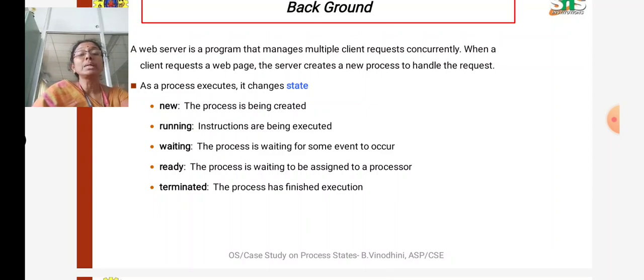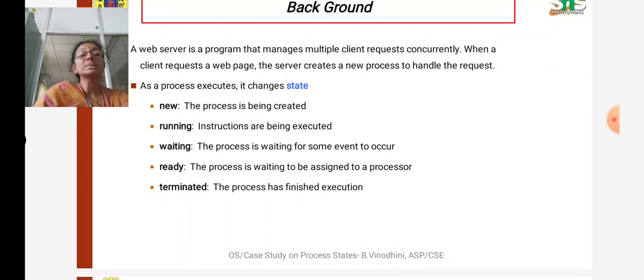Before that, I will recap the states of the process. Each process has 5 states. One is new: the process is being created in the new state. Next is the ready state. In the ready state, the process is waiting to be assigned to a processor. And the third one is running. The instructions are being executed in the processor.